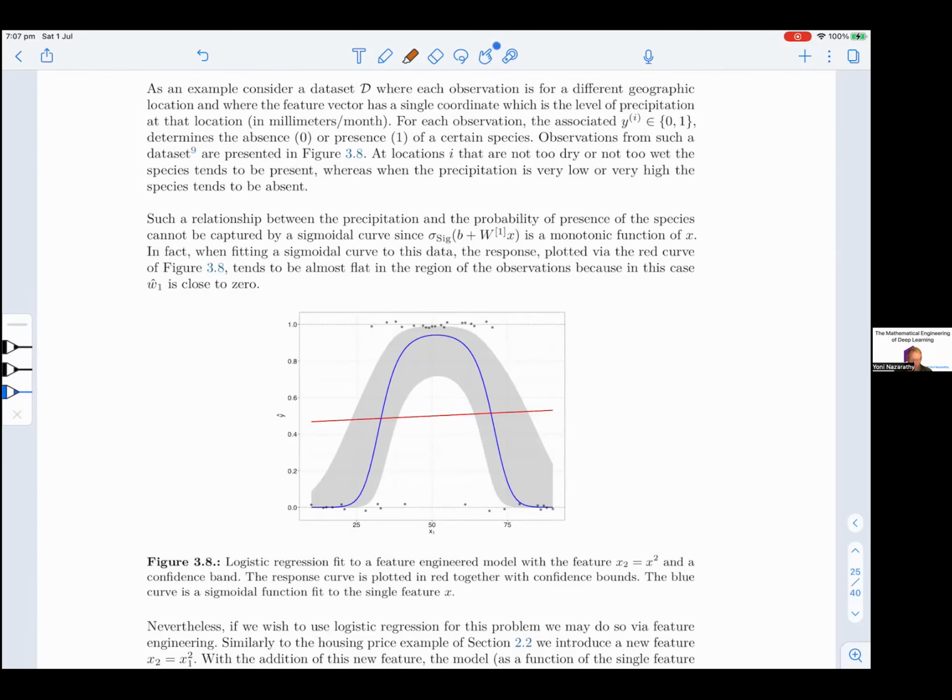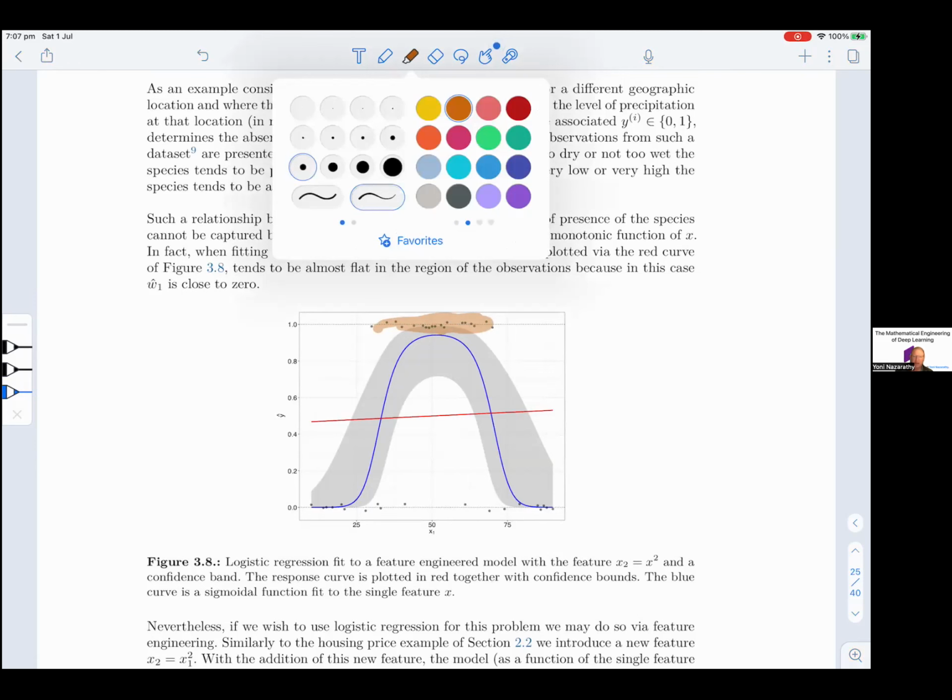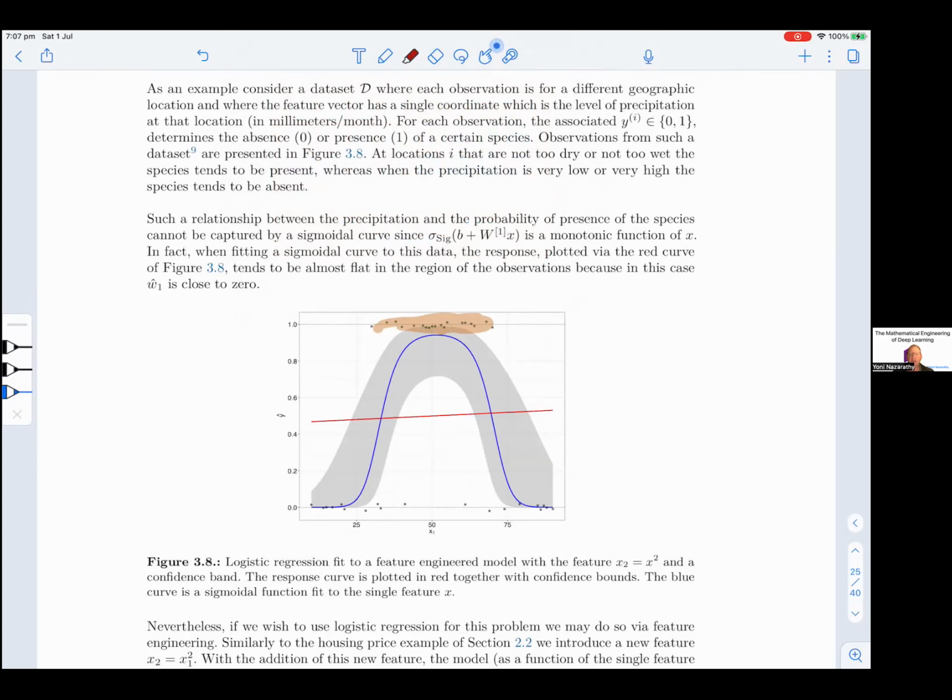At locations that are not too dry or not too wet, the species tends to be present. Okay, so at the locations here, we get species, whereas when the precipitation is very low or the precipitation is very high, the species tend to be absent. Okay, they don't like very wet climates or very dry climates. They like middle precipitation.